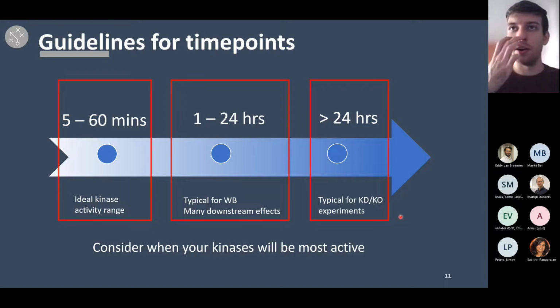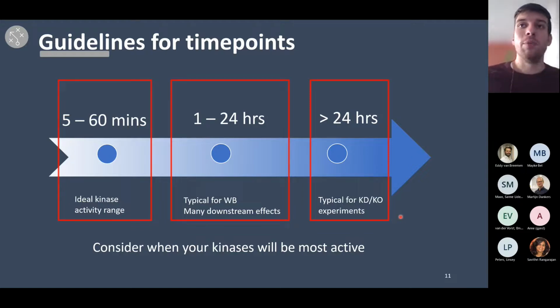So another thing that occurs quite frequently is that if your kinase is not active in the first place, you will not see a difference in the activity of the kinase, because of course the PamChip assay is a differential assay. So next to considering when your kinases will be most active, you should also consider if your kinase will be the most active at that point.